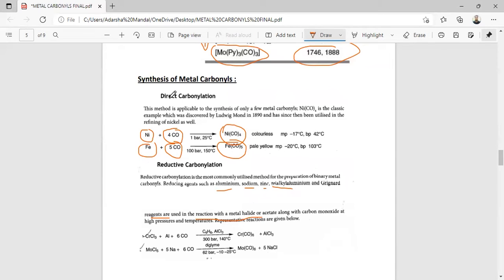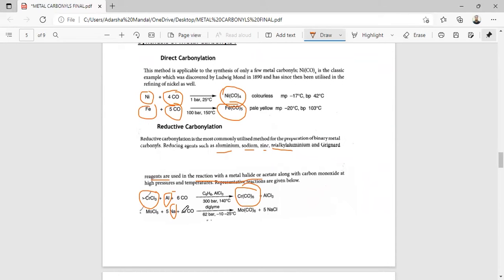The main difference is that in direct carbonylation, they use the metal directly with the carbon monoxide, but in reductive carbonylation, a metal halide precursor is used, which reacts with the aluminium or sodium used as a reducing agent. Here chromium chloride with aluminium and 6 equivalents of carbon monoxide forms Cr(CO)6. Similarly, for Mo(CO)6, the sodium is used as a reducing agent and reacts with 6 molecules of CO to form Mo(CO)6 and NaCl.